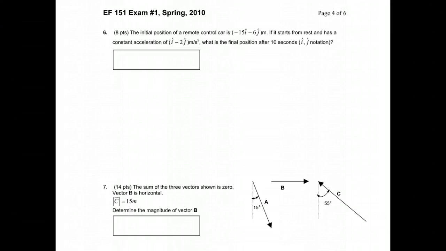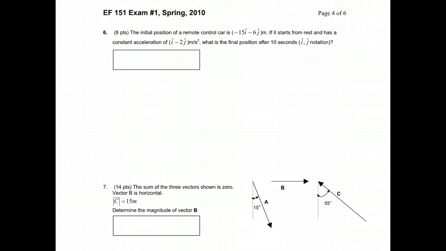Initial position of a remote control car, number 6, is given in i and j meters. It starts from rest and has a constant acceleration, again given in i and j components. What's the final position after 10 seconds? Say we want that in i j notation.